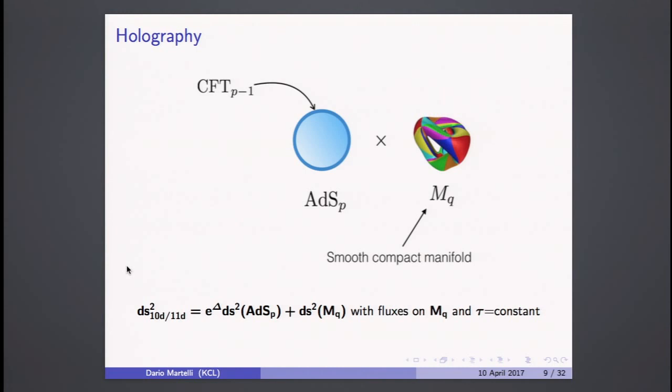And here, again, to show why these two worlds in principle are separated: if we do holography in the very conservative sense, we have some AdS space warped, the CFT lives on the boundary, and then we have some smooth compact manifold, and the metric generically takes this form here, with all the fluxes generic, and in many cases tau is constant.